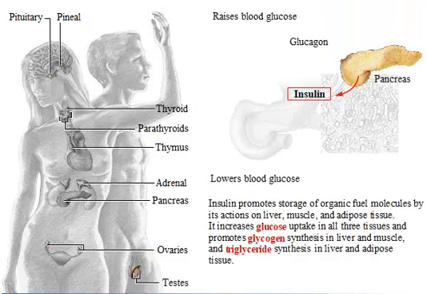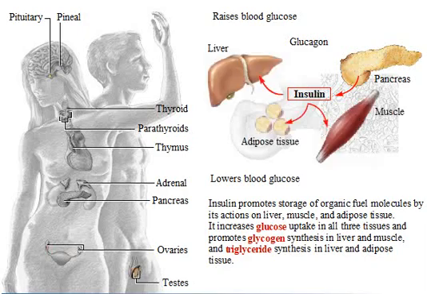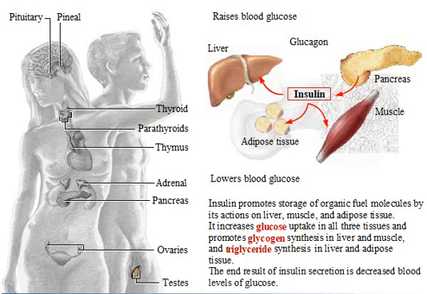Insulin promotes storage of organic fuel molecules by its actions on liver, muscle, and adipose tissue. It increases glucose uptake in all 3 tissues and promotes glycogen synthesis in liver and muscle and triglyceride synthesis in liver and adipose tissue. The end result of insulin secretion is decreased blood levels of glucose.